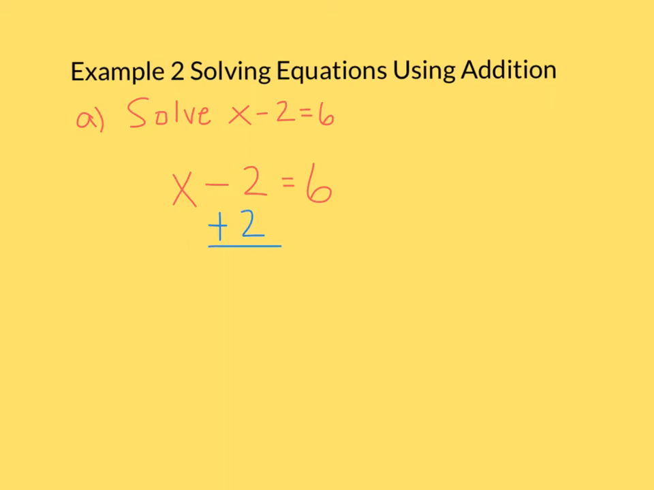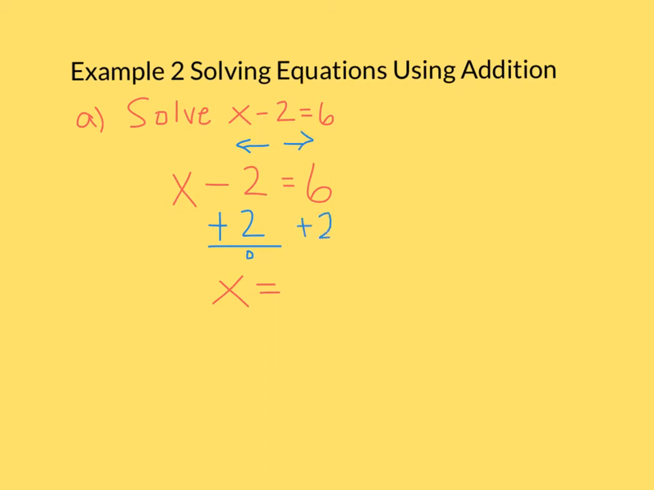If I have negative 2 plus 2, what does that give me? It leaves me with 0. I'm writing the 0 really tiny because we don't expect you to write that 0. All we know is we have x by itself now. Okay? If I'm going to add 2 on this side of the equation, I have to add it to that side of the equation as well.